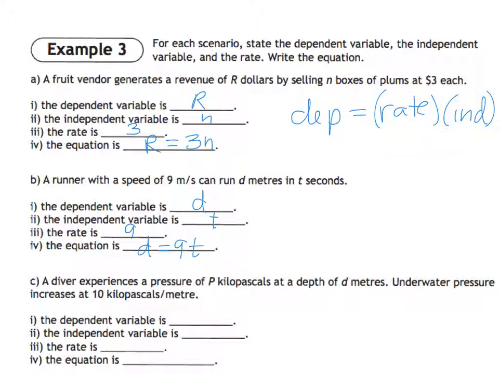Is it 9T or 9 meters per second? When I'm writing an equation, usually I wouldn't put the units in there. But it would be a good idea to state somewhere that distance is measured in meters and T is in seconds. But it's already up there, so I didn't restate that.